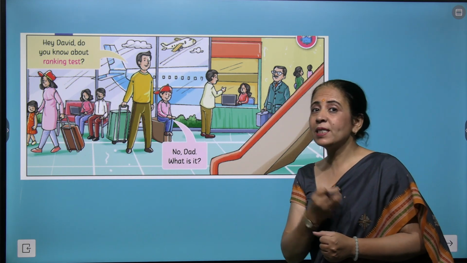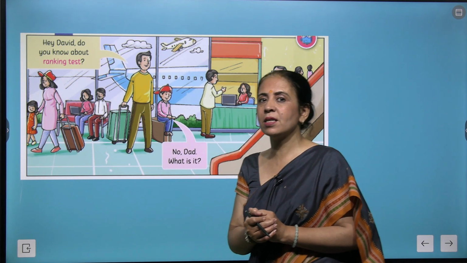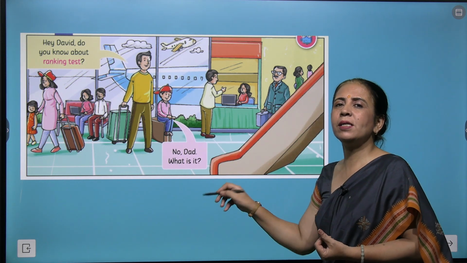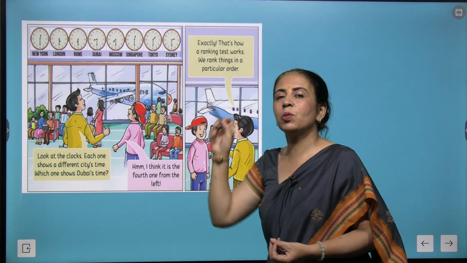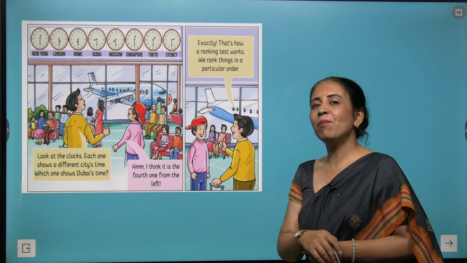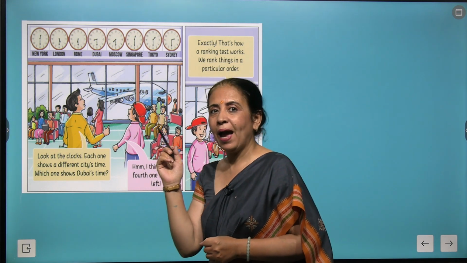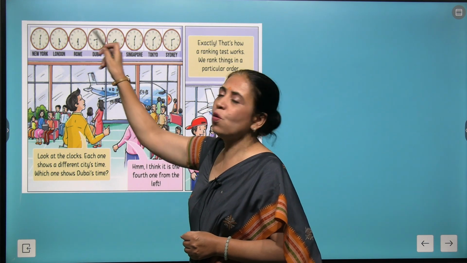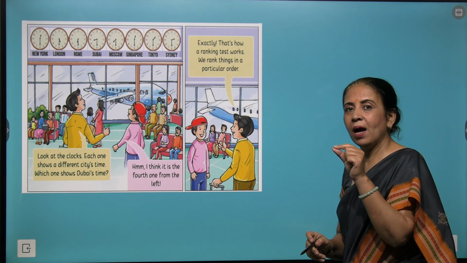David and his father were sitting at the airport and his father asked him, do you know what is ranking test? So he said, no dad, I don't know about it. And immediately father showed him so many clocks which were showing times for different cities. So father asked him, which of these clocks is showing the time for Dubai? And immediately he answered, it is the fourth clock from the left. So immediately he got the answer.